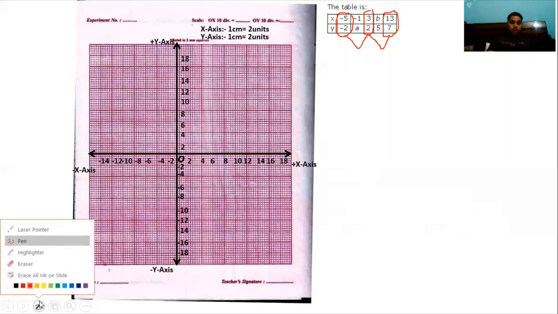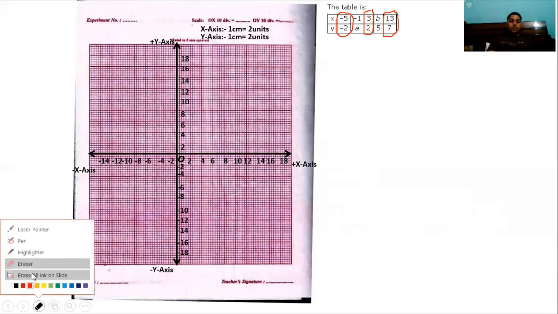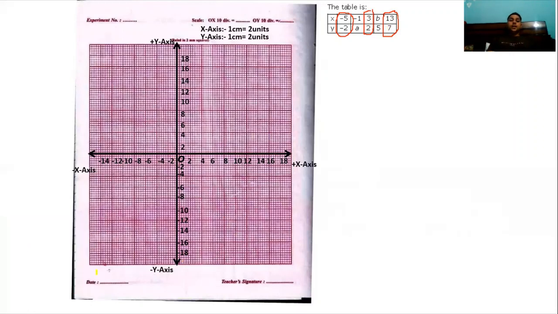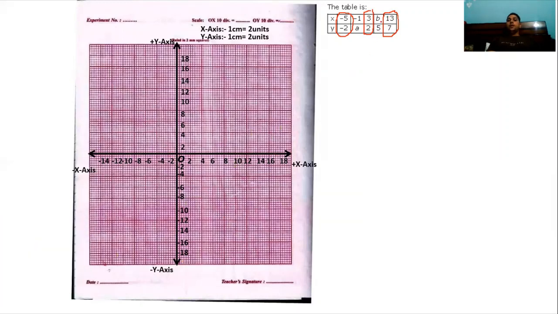We first plot these three points on the graph paper, and then we will find the values of a and b, which are missing from the given table. So how are we going to plot? First, minus 5 and minus 2. Here we have the point. This is minus 4 and minus 6, so 5 will be between minus 4 and minus 6. So this will be the location.